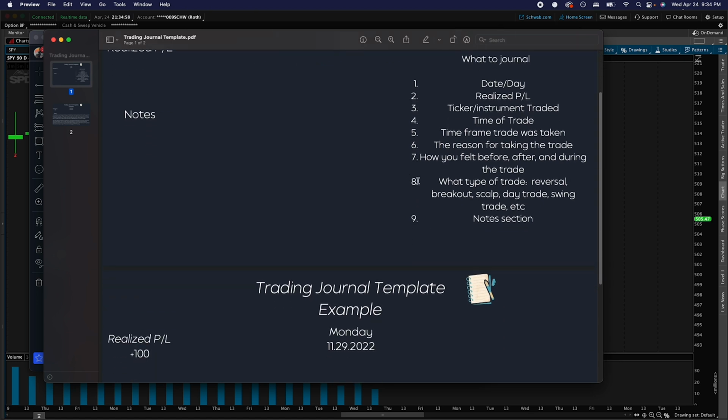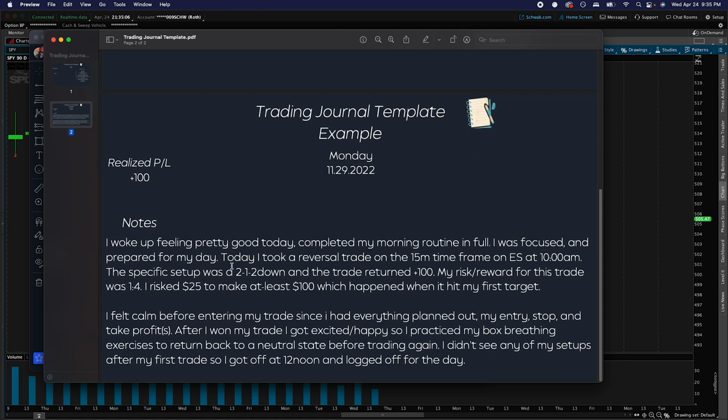And then, of course, what type of trade was it? Reversal, breakout, scalp, day trade, swing trade, etc. Pretty straightforward. And then the notes section, just write down whatever it is that happened that day.